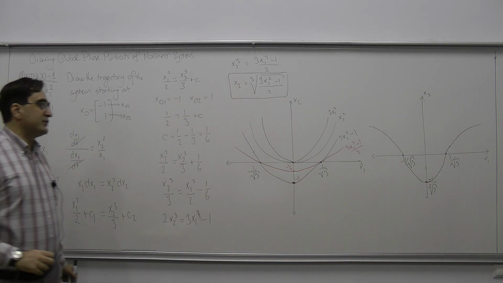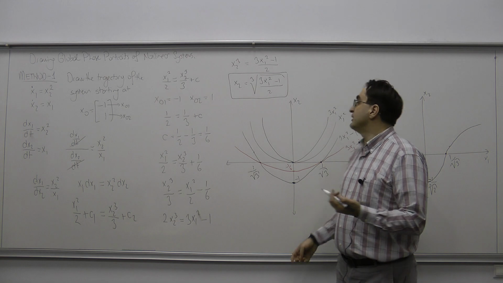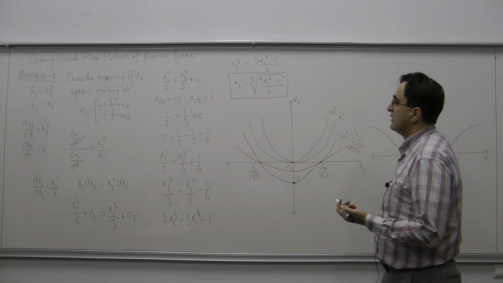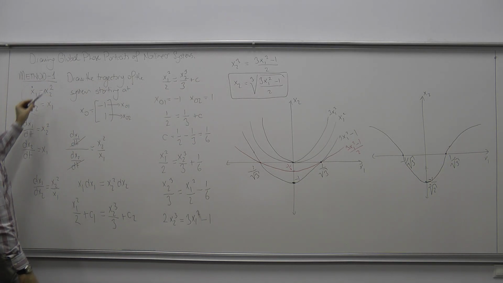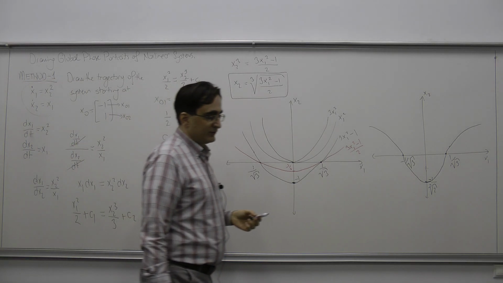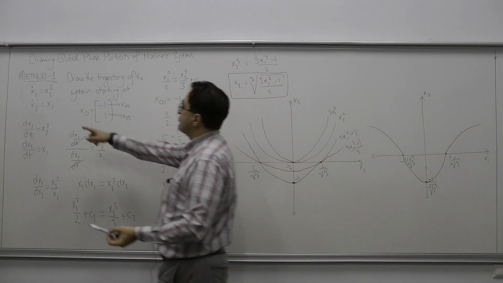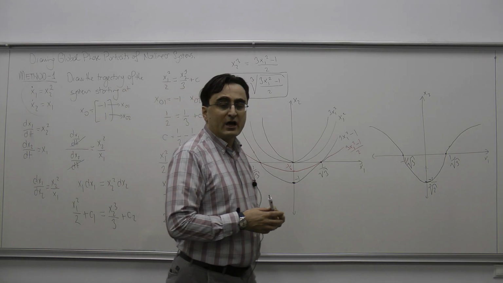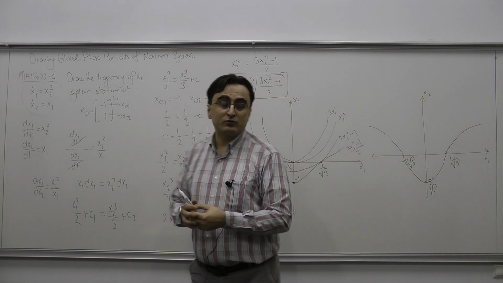The question now is, we know that each trajectory should have a direction, and here the direction is still missing. How should I choose it? So this is my system here. x1 dot is equal to x2 square, and x2 dot is equal to x1. So we see here that x2 square is always non-negative for this system, meaning that x1 dot is always going to be non-negative, meaning that x1 is either going to remain constant or it has to increase.